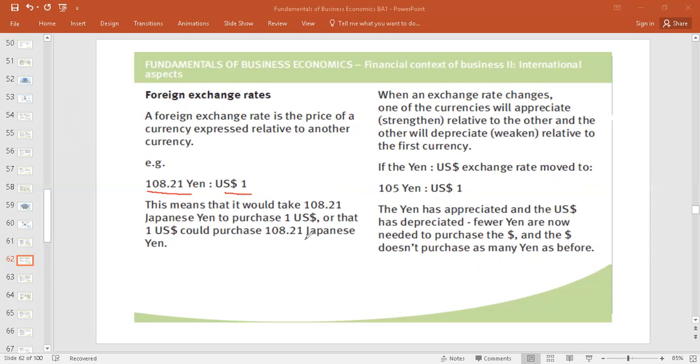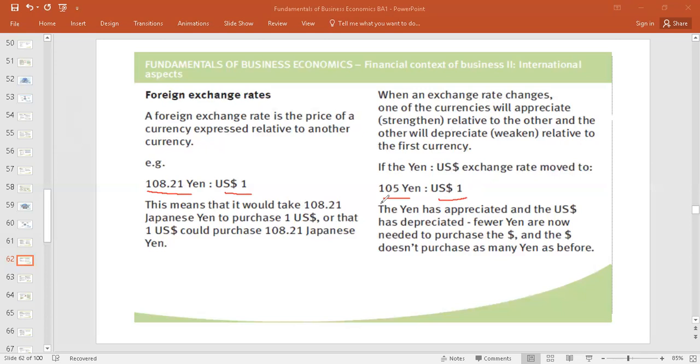purchase 108.21 Japanese yen. Now, when an exchange rate changes, so if the exchange rate changes from 108.21 to something else, it could increase, it could decrease. Changes, one of the currencies will appreciate, strengthen relative to the other, and the other will depreciate relative to the first currency. So there is an example there. Here in this situation, one US dollar is worth 108 yen. Okay. Now, if the value of yen has come down to 105 for every one US dollar, one US dollar is worth 105 yen.